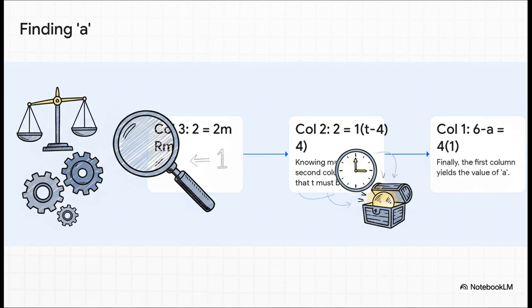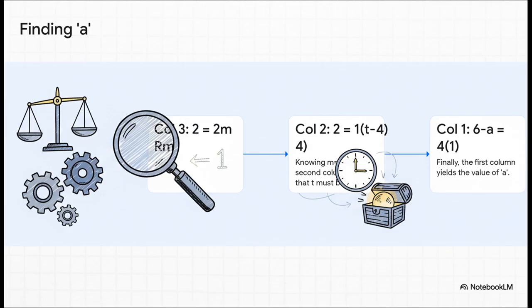If the rows are all multiples, we can just compare them, column by column. So look at the third column. For one row to be a multiple of the other, 2 has to be some multiple of 2. Well, that forces our multiplier to be exactly 1. Now that we know that, look at the second column. It tells us that 2 has to equal t minus 4, which means t has to be 6.